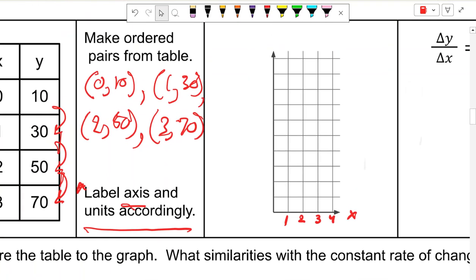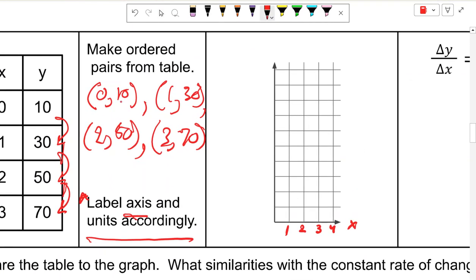However, the y coordinates are multiples of 10: 10, 30, 50, 70. And so if we label these by 1, we will never even make it. So let's label them by 10s. So we're going to go 10, 20, 30, 40, all the way up. And now we're going to graph these points. There's 0, 10, 1, 30, 2, 50, and 3, 70.